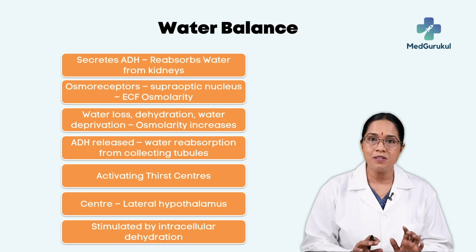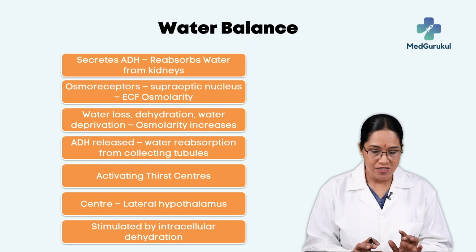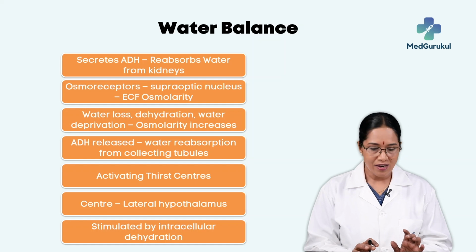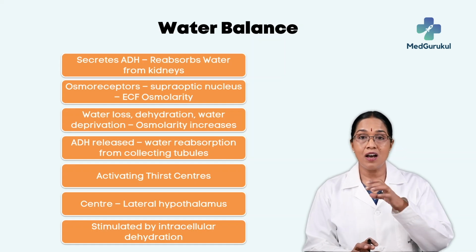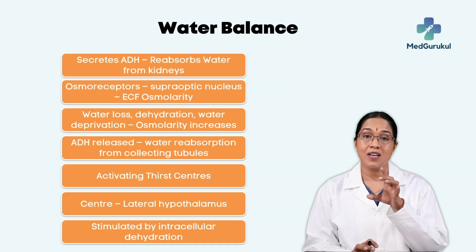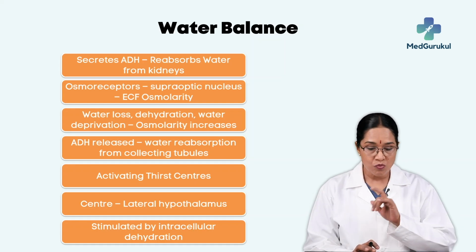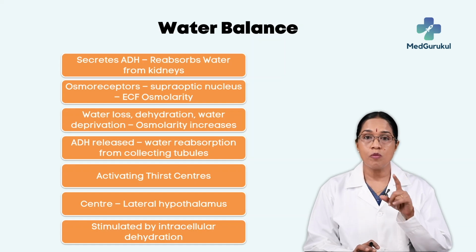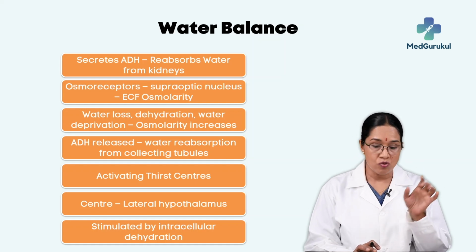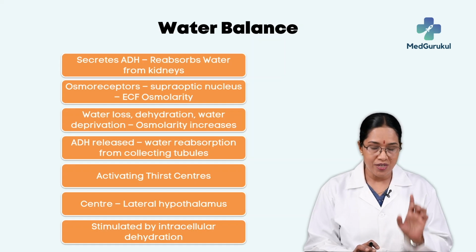Look at the first point. The hypothalamus secretes a hormone ADH, that is anti-diuretic hormone, and this ADH will act at the last part of the nephron, that is the collecting duct. At the collecting duct, water can be reabsorbed only in the presence of ADH. So, that's why the first point says the hypothalamus secretes ADH, which reabsorbs water from the kidney.